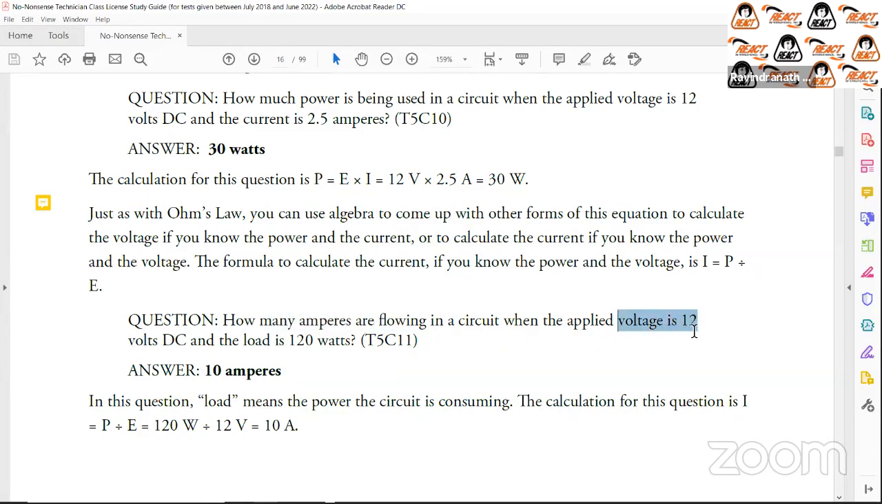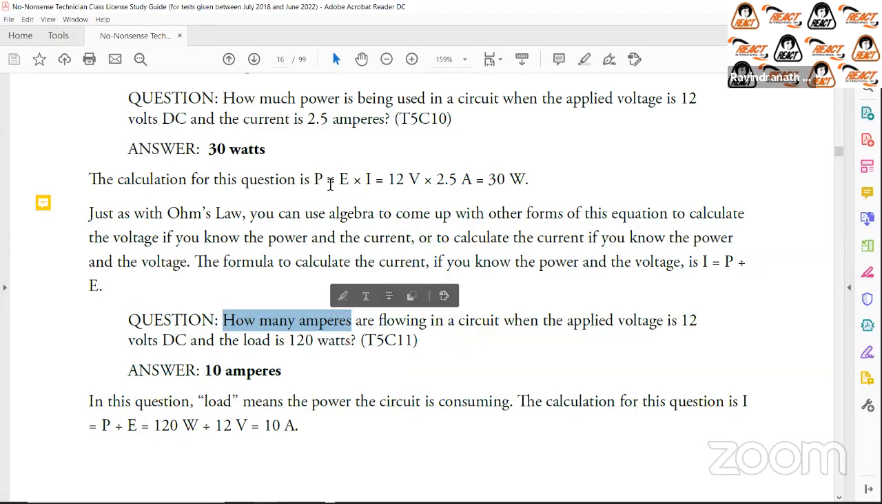They have told us that the voltage is 12 volts DC, and they have told us that the load is 120 watts. So 12 volts DC is the voltage, and 120 watts, that's the power, because we know that the unit of power is the watts. So they have given us voltage and the power.